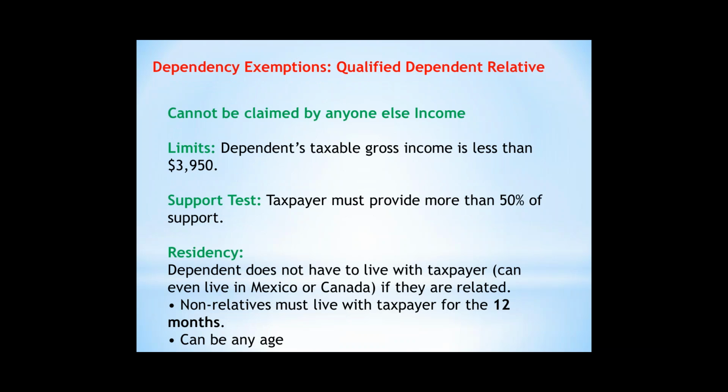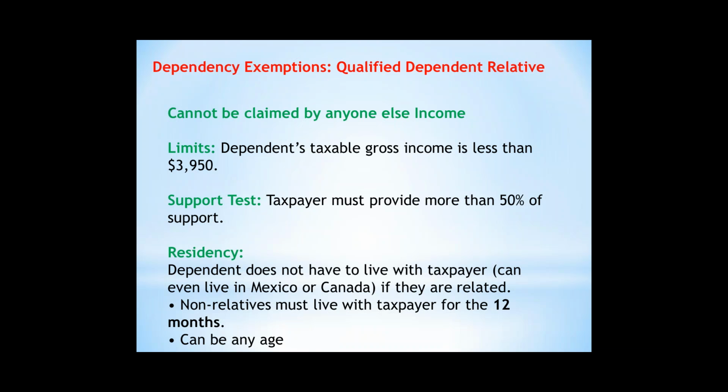So there's dependency exemptions for qualified dependent relatives, like I indicated. They cannot be claimed on anyone else's return. There's income limits, so the dependent's gross income is less than $3,950. There's also the support test, so the taxpayer has to have provided more than half of the support for the dependent. And then there's the residency test, so they have to have lived in the residence for at least 12 months. They can be any age though. And that's for somebody that is a qualified dependent relative.